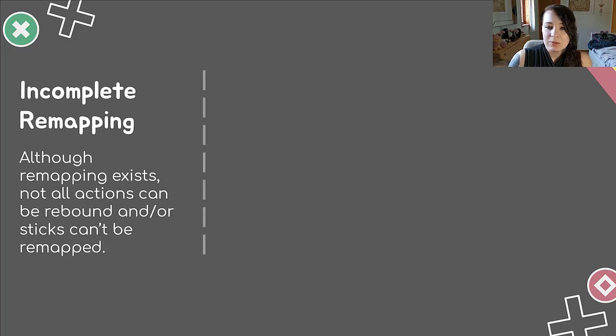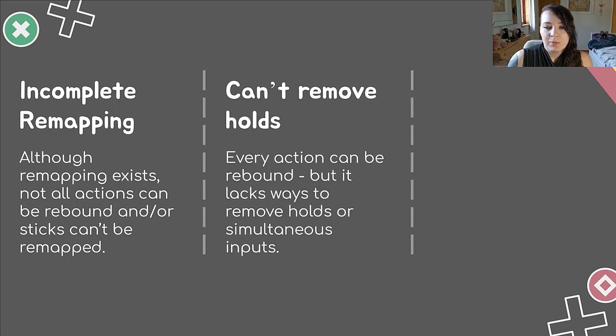Some common problems that I see with games that do have remapping include that the remapping is incomplete. Even though it exists, maybe not all actions can be rebound, like a lack of UI rebinding, or something like the sticks can't be remapped. Another common issue is when there's no way to remove holds. Even if every action can be remapped, if there's no way to remove holds or things like simultaneous inputs, then this still leaves a lot of controls-related barriers for players.